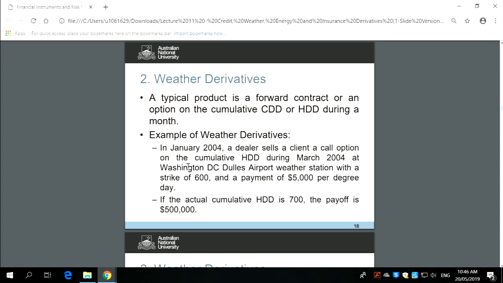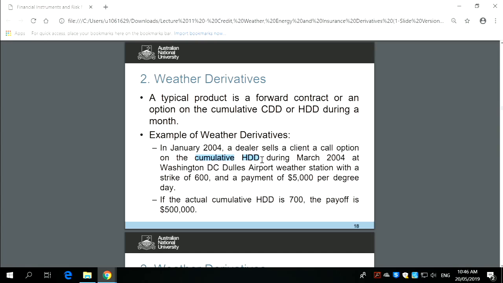So that's the daily capital A, okay? That's just for one particular day. Then because you have 31 days over the course of March, what you do is sum up all of those HDD across 31 days. Now the sum is the cumulative HDD.